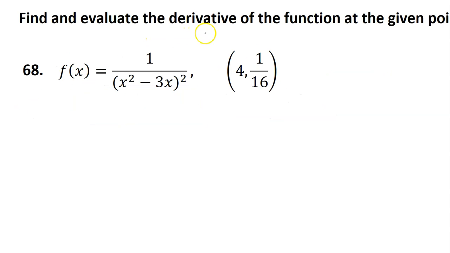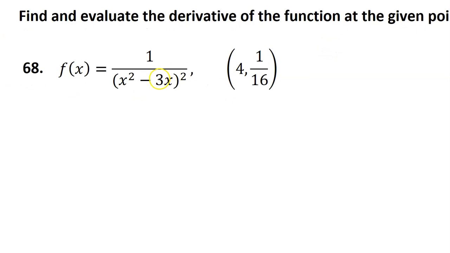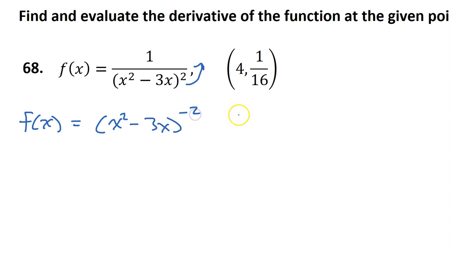Find and evaluate the derivative of the function at the given point. So I'm going to rewrite this first so I don't have to use the quotient rule. I'm just going to bring this denominator up with a negative power. So I will have x squared minus 3x to the negative 2 power. So now I am ready to do the chain rule.